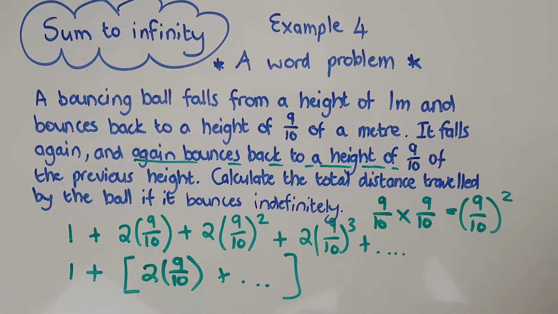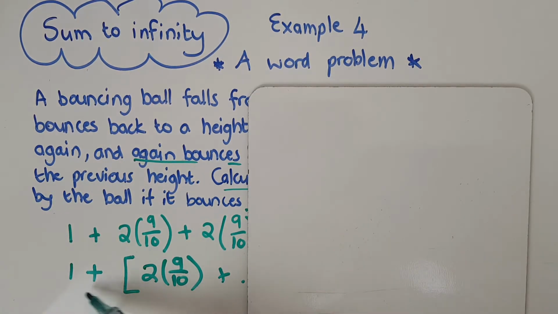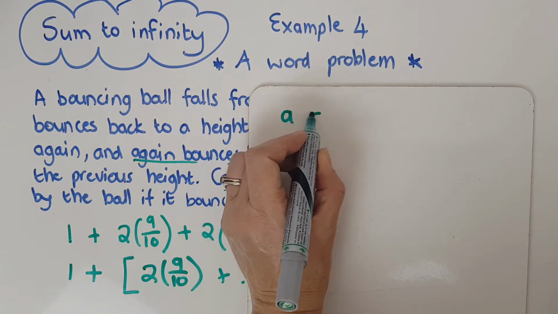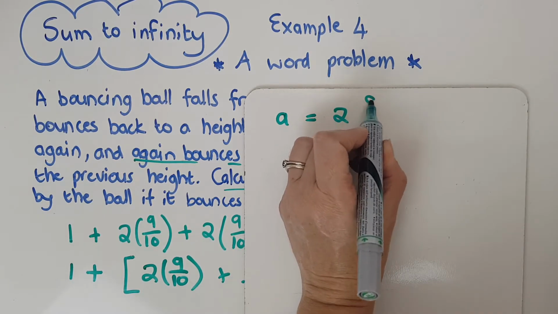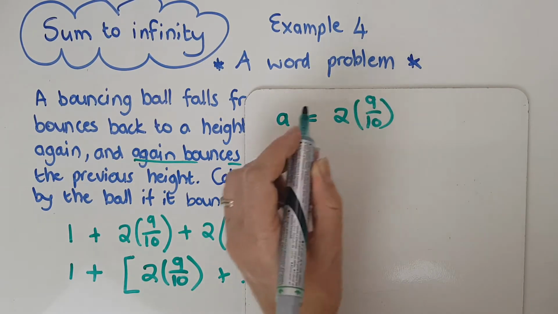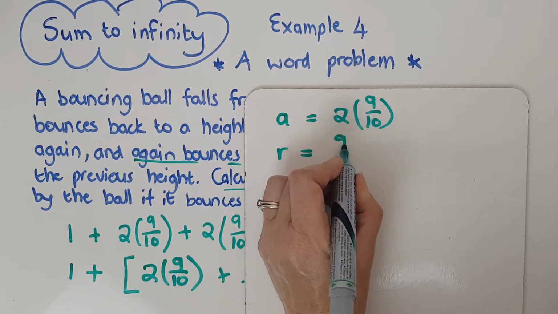Then I'm just going to quickly work out a and r. Why? Because I want the total distance, so all of these added, traveled, if the ball bounces indefinitely. So I'm definitely doing sum to infinity here. So what's my a and my r? Because I left out the 1 on purpose, I'm not going to have a as 1. I'm going to have a as 2 times my 9/10. Then my r, we already worked out, is the 9/10.